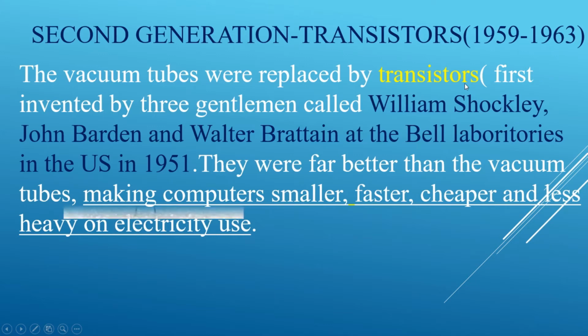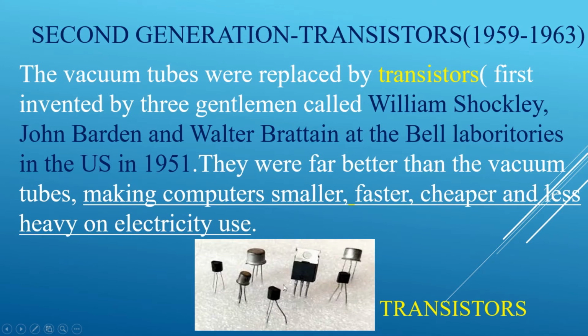The picture you see over there is a transistor. We've been seeing them nowadays in most of our devices or consoles. So that's a transistor. They came to replace vacuum tubes. They were invented by three gentlemen called William Shockley, John Bardeen, and Walter Brattain. They invented the transistor at Bell Laboratories in the US in 1951.